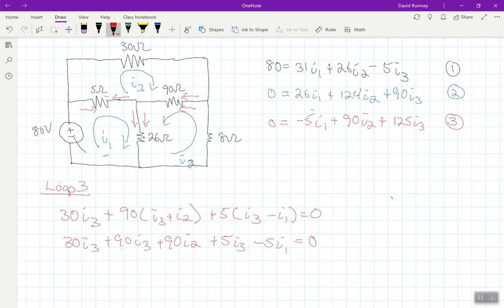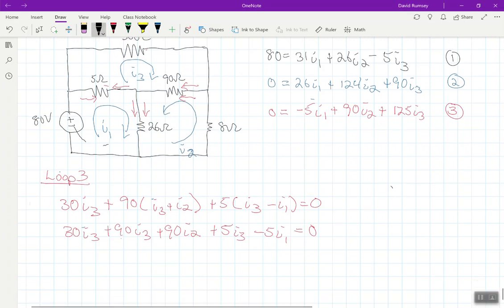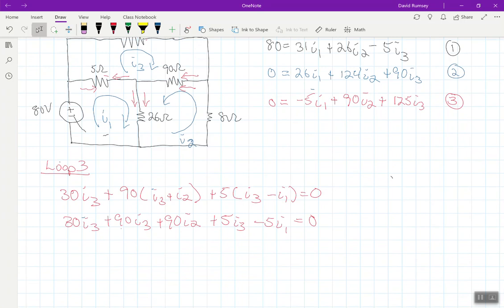And if we solve that system of equations, I wind up with I1 is equal to 5 amps. I2 is equal to negative 2.5 amps. And I3 is equal to 2 amps.